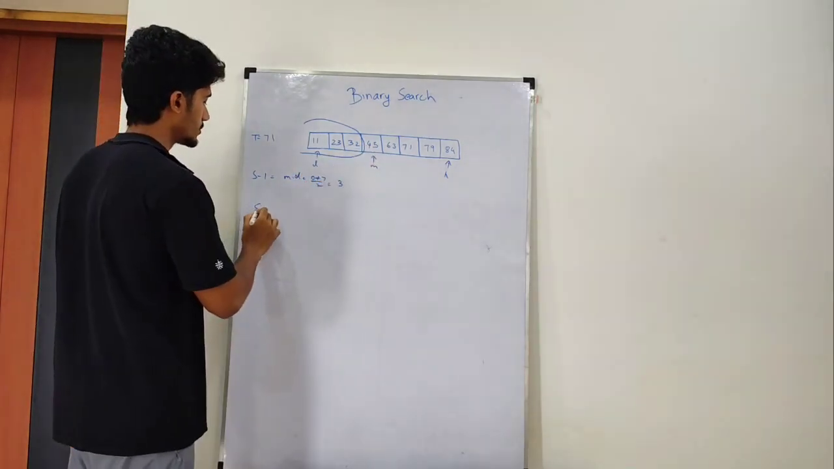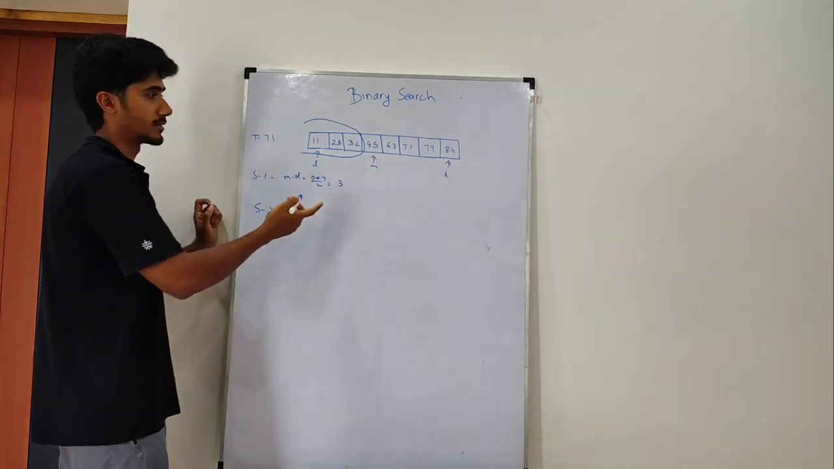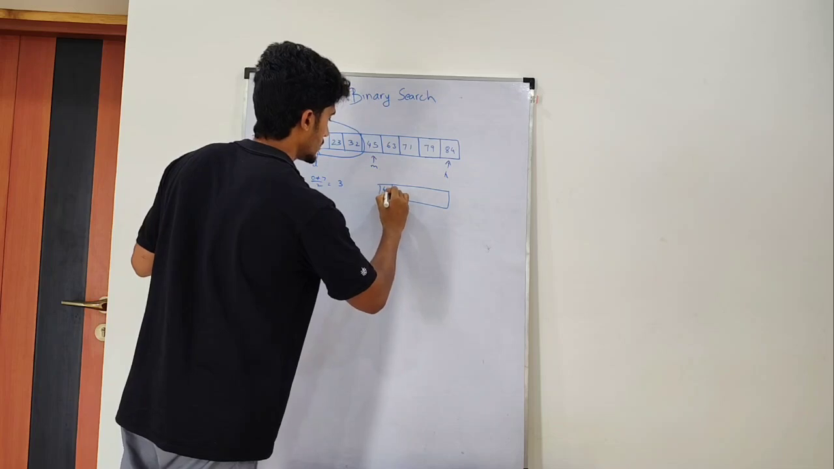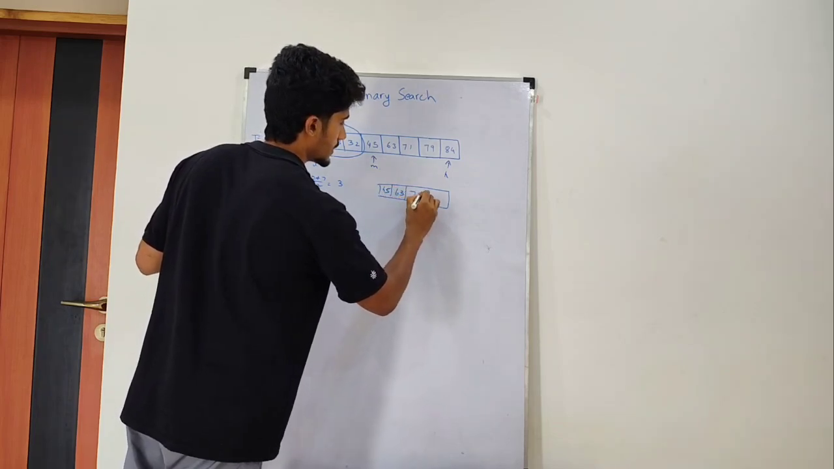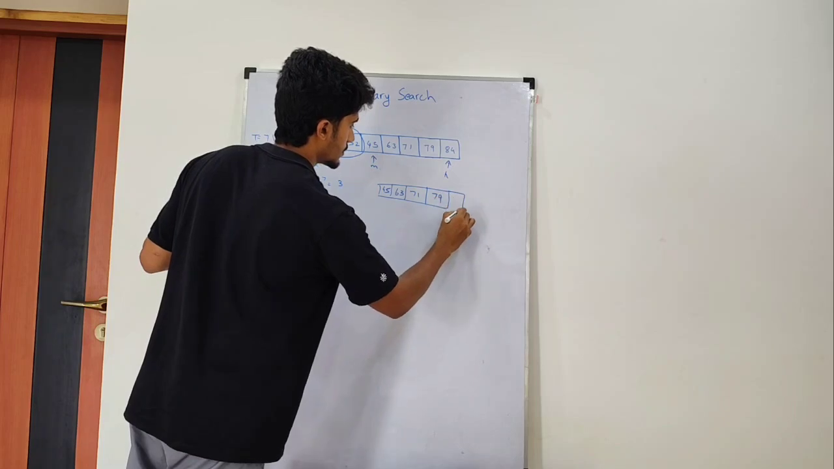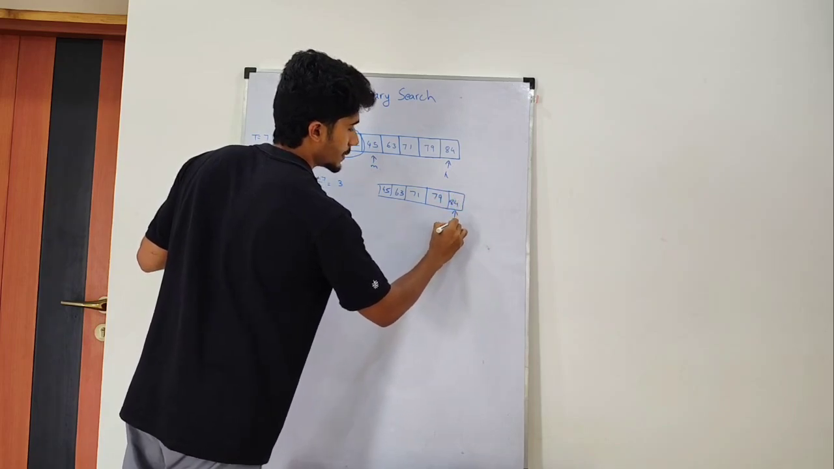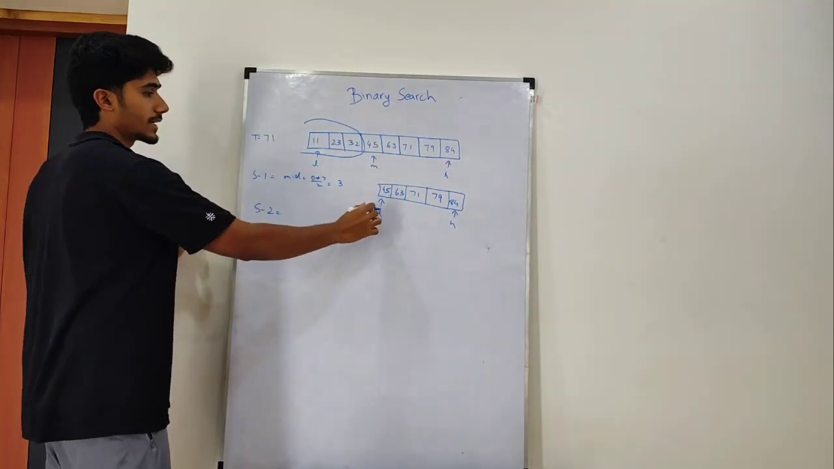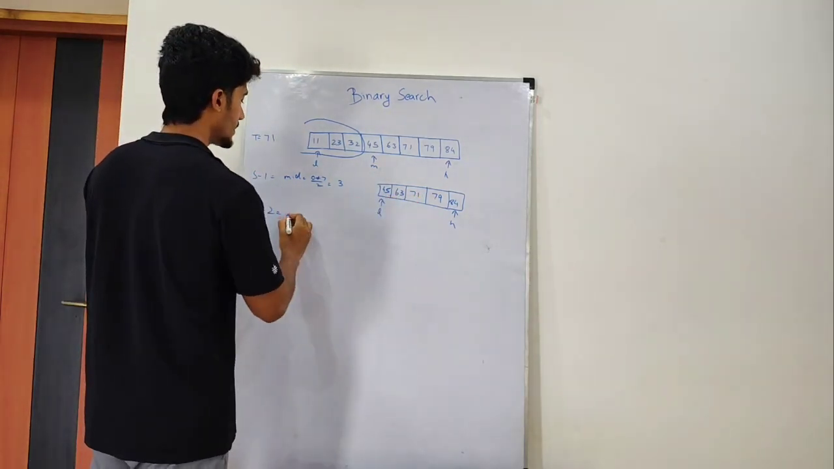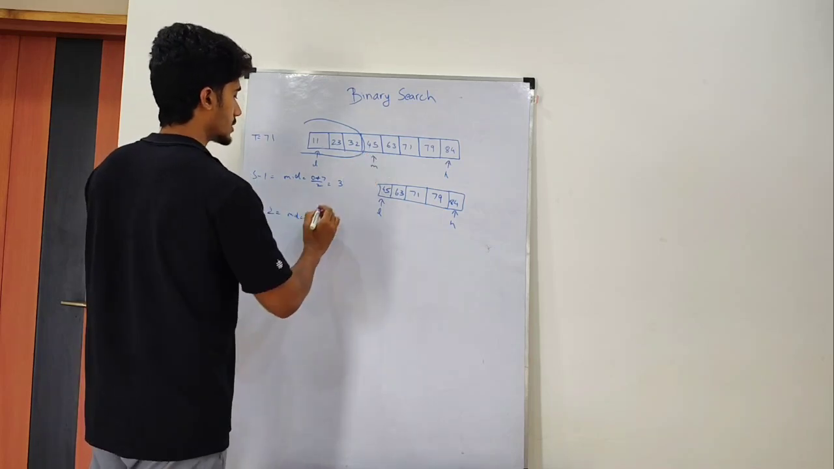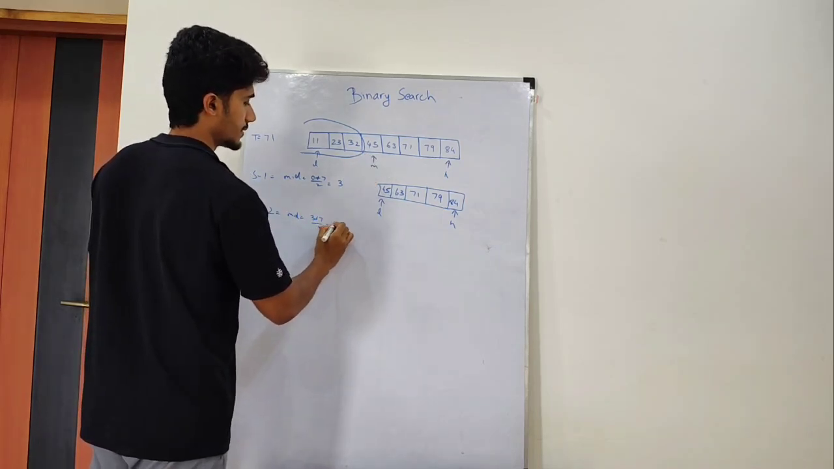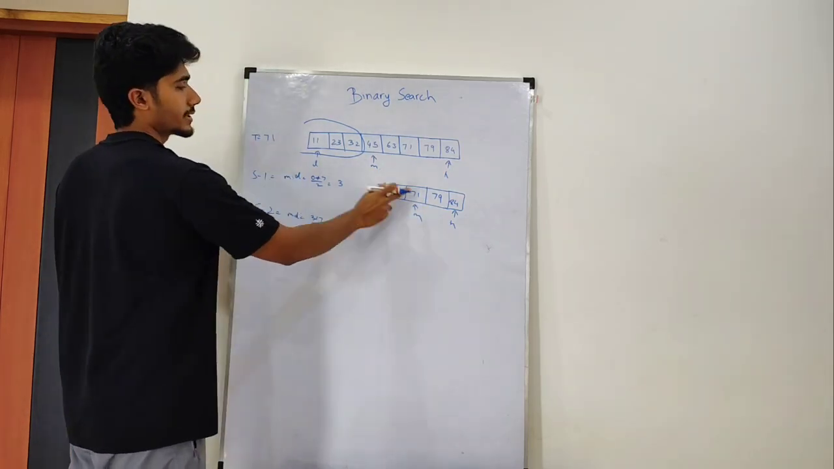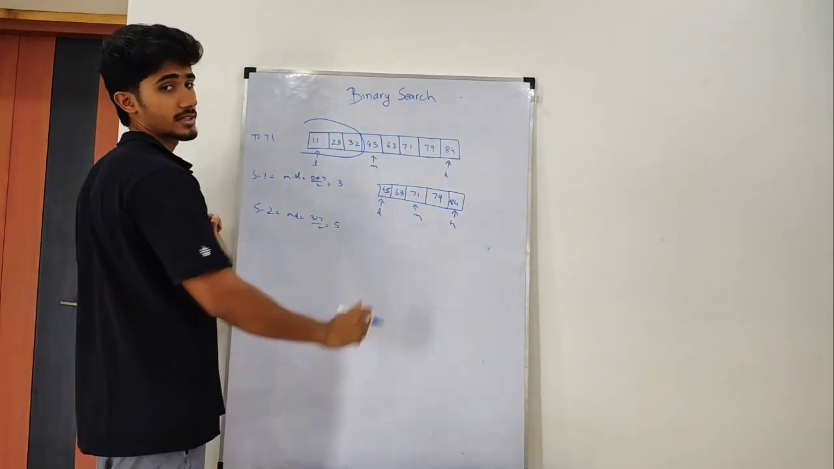In step 2, we again follow the same method. This will be my high now and this will be my new low. I'll again calculate the mid: (3 plus 7) by 2 is 5. So this is my fifth index, and I'll check it with the target. Since it matches the target, my search is completed now.